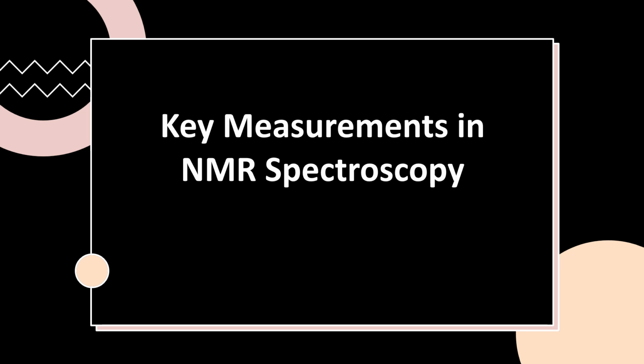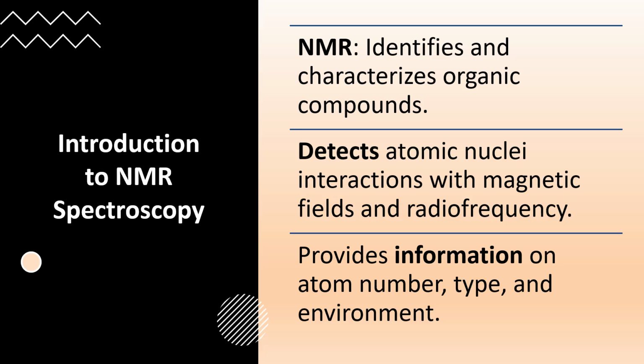Welcome to this lecture on NMR spectroscopy, where we explore the key measurements that reveal molecular structures and interactions. These tools are essential for analyzing and identifying compounds with incredible precision, unlocking the secrets of the atomic world. Nuclear magnetic resonance spectroscopy, or NMR, is a powerful technique for studying molecules at the atomic level. It works by observing how atomic nuclei respond to a magnetic field, revealing details about how atoms are arranged and the chemical environment around them.